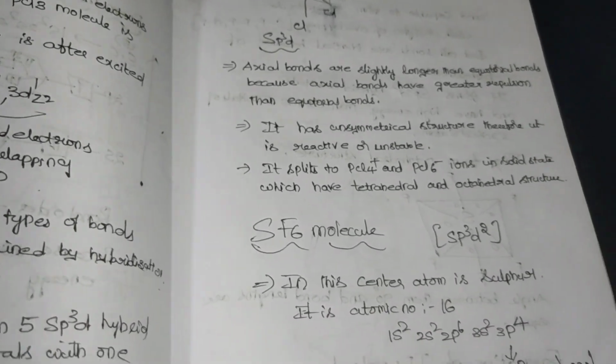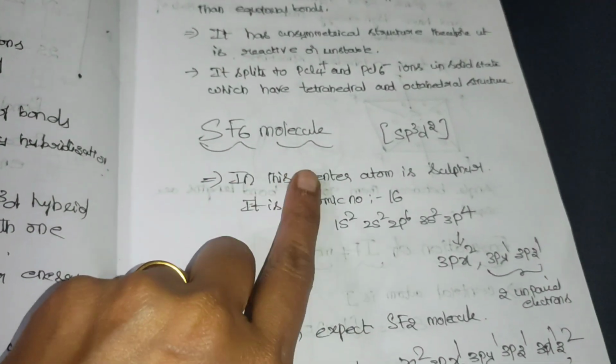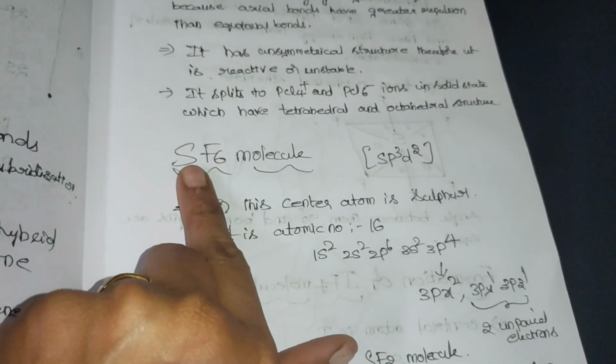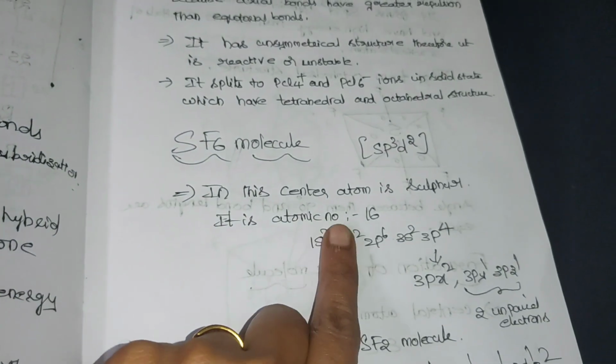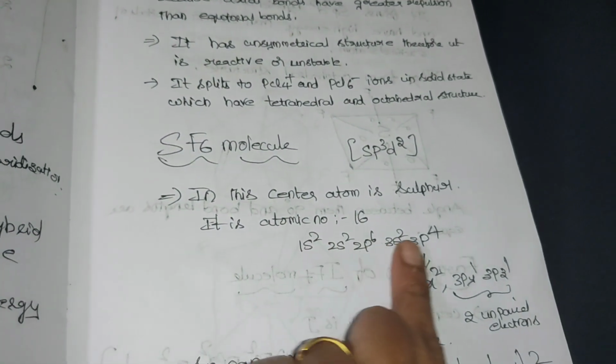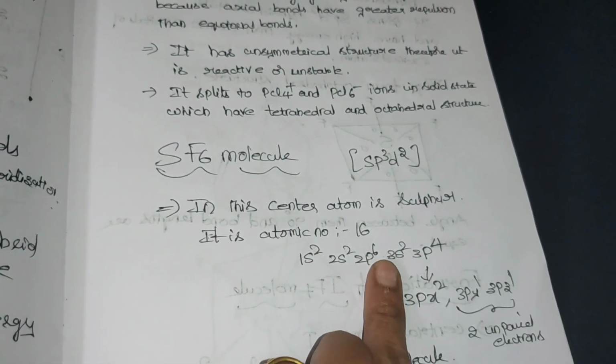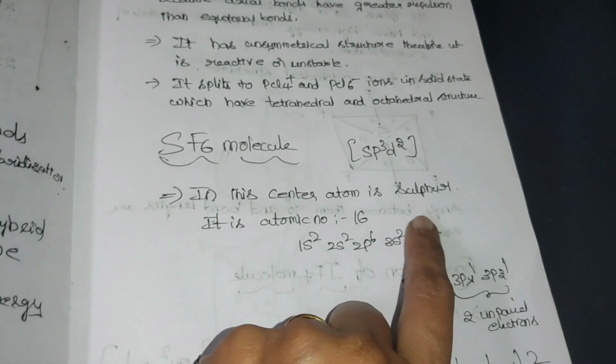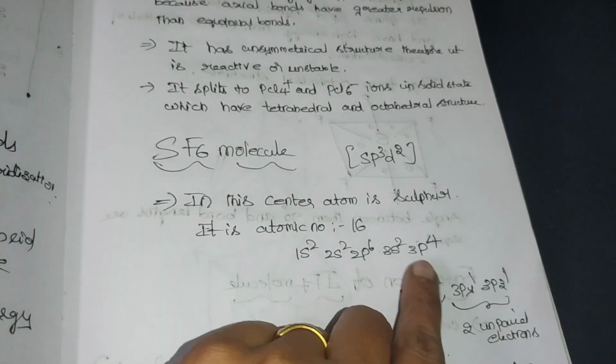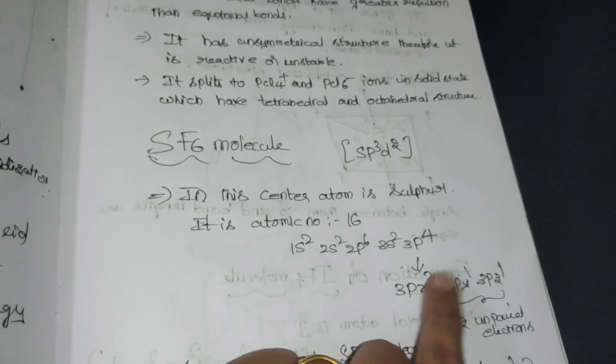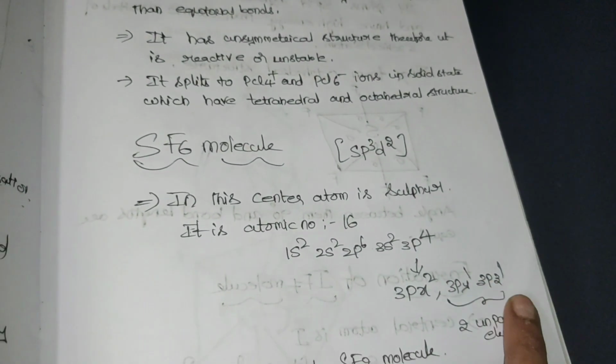Then next is the SF6 molecule. The central atom is sulfur, S. Its atomic number is 16. So we write the electronic configuration: 1s2, 2s2, 2p6, 3s2, 3p4. Here the outermost shell is 3p4. So here 3px2, 3py1, 3pz1.